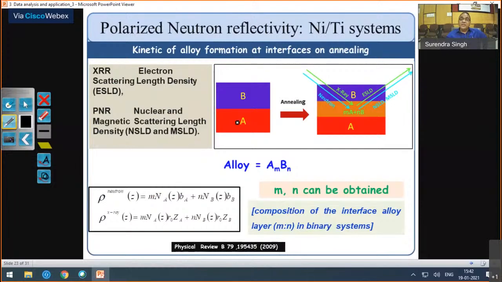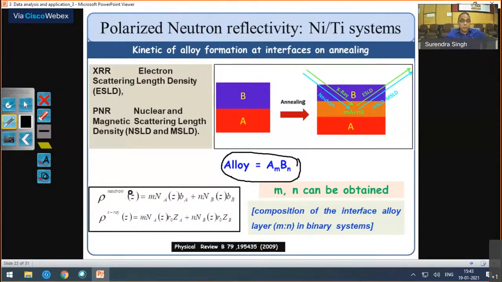And if we anneal this nickel titanium multilayer, there is possibility that at interfaces we get the alloy of nickel titanium. Sometimes this alloy makes an amorphous compound, and we don't know from XRD what kind of crystalline phase it has, which phase of alloy has formed. So in that case, we have proposed this: if we do X-ray as well as PNR, we can estimate the exact composition of the alloy, even if the alloy is amorphous.